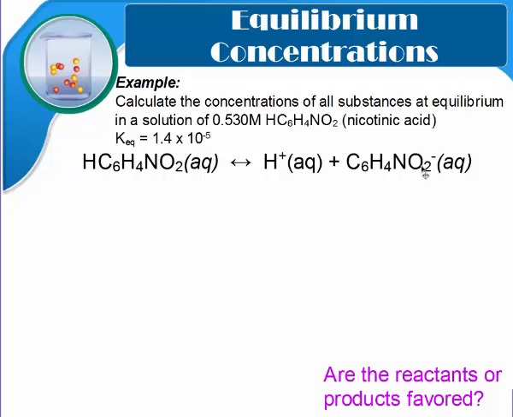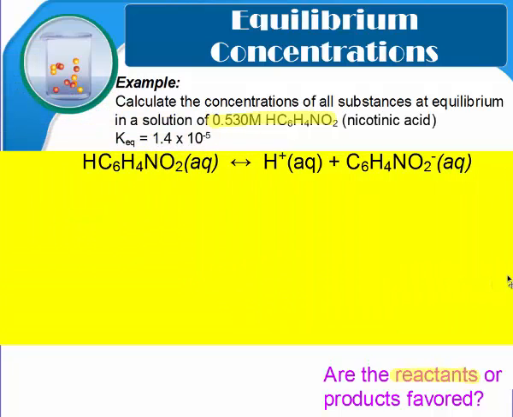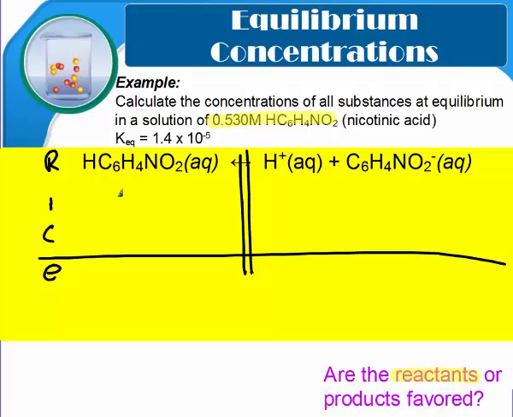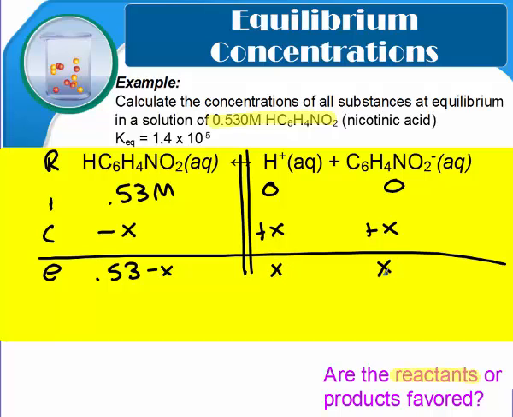So on this one, our KEQ was really small, so the reactants are favored. They gave us molarity, and so we're going to need to set up a RICE chart. We have 0.53 molarity. We do not have any of these two because it didn't say we did. And then our change line should be minus x, plus x, and plus x. So at equilibrium, we have 0.53 minus x, and x.